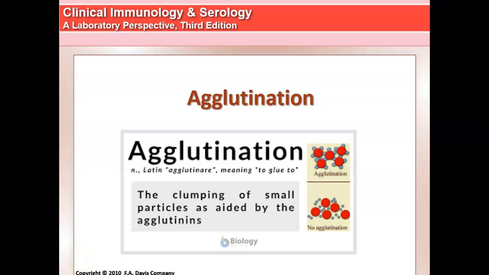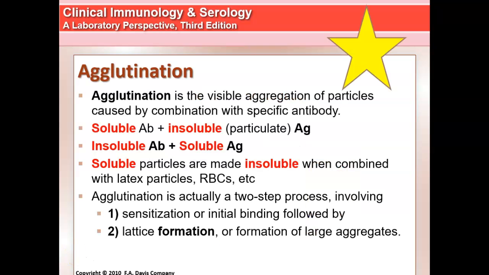Hello, this lecture will be about agglutination. Agglutination in Latin, agglutinare, means to glue to. So agglutination methods involve the clumping of small particles aided by agglutinins. Agglutination is the visible aggregation of particles caused by combination with specific antibody.